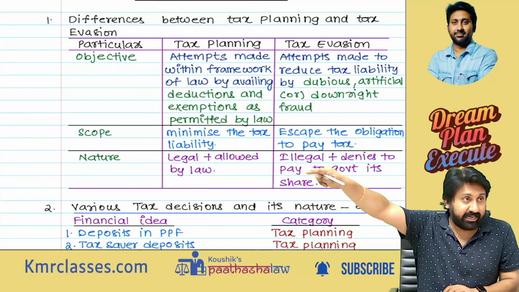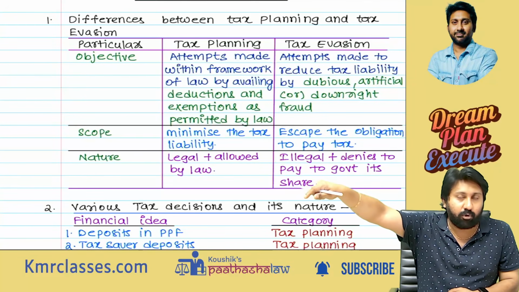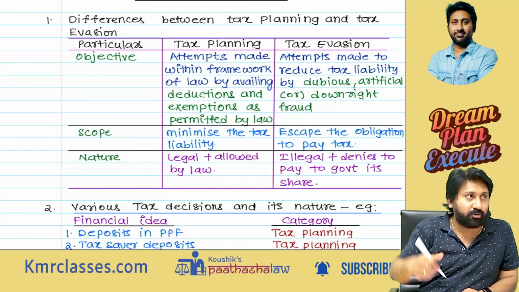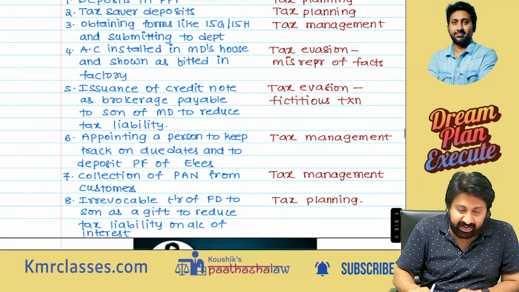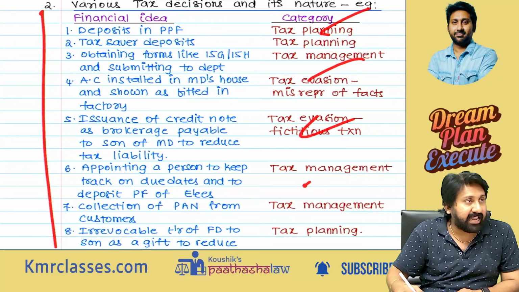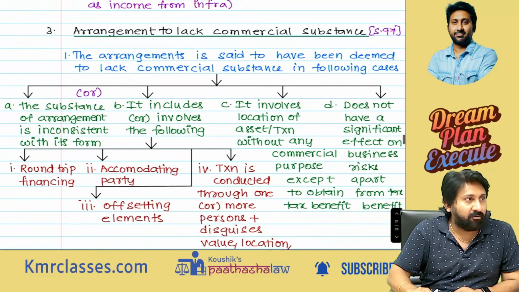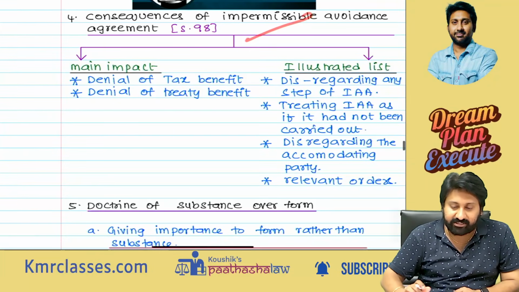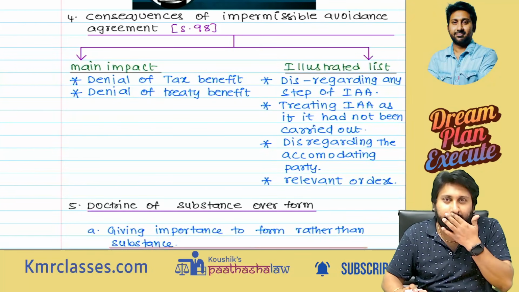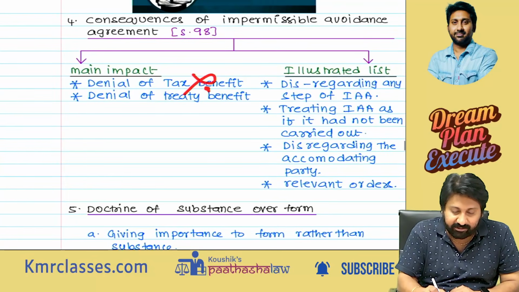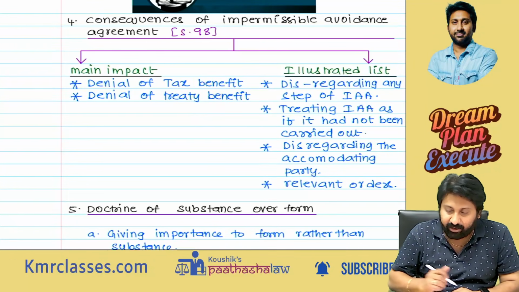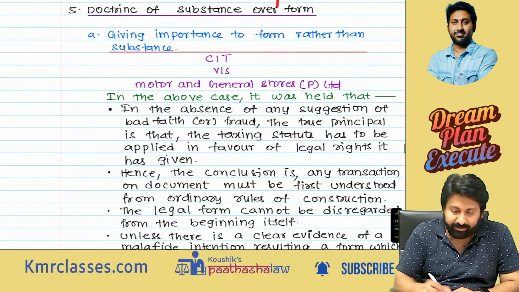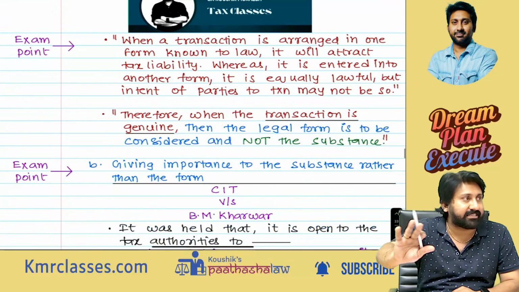Okay. Next, these are general answers. From here, take the text notes I have already pinned in the Telegram group. So take that and read properly. These are all ICA study material past exam questions: the difference between tax planning and tax evasion, different categories, whether they are tax planning, tax management, etc., and what you mean by lacking commercial substance. What do you mean by consequences of impermissible avoidance? If it is an impermissible avoidance arrangement, what will I do? I will not give you tax benefit, I will not give you treaty benefit. We will see illustrative lists. Illustrative list means examples. Please also read these case laws, whatever we discussed till now, that only.